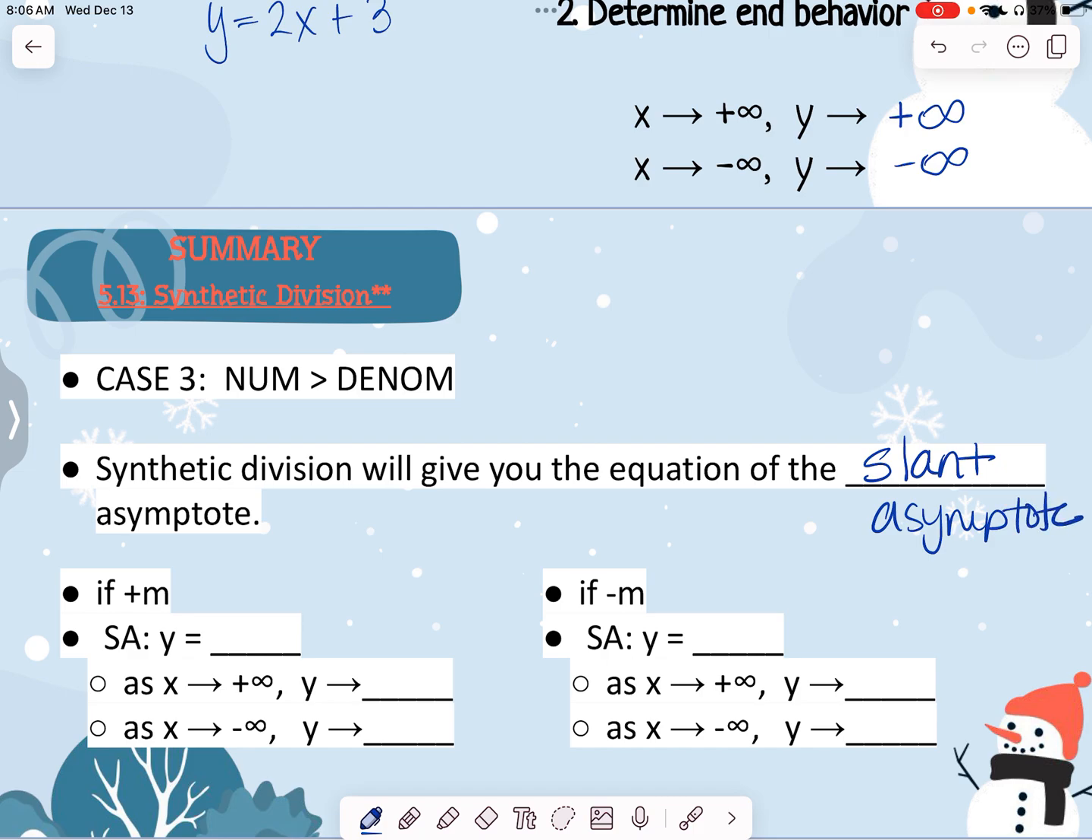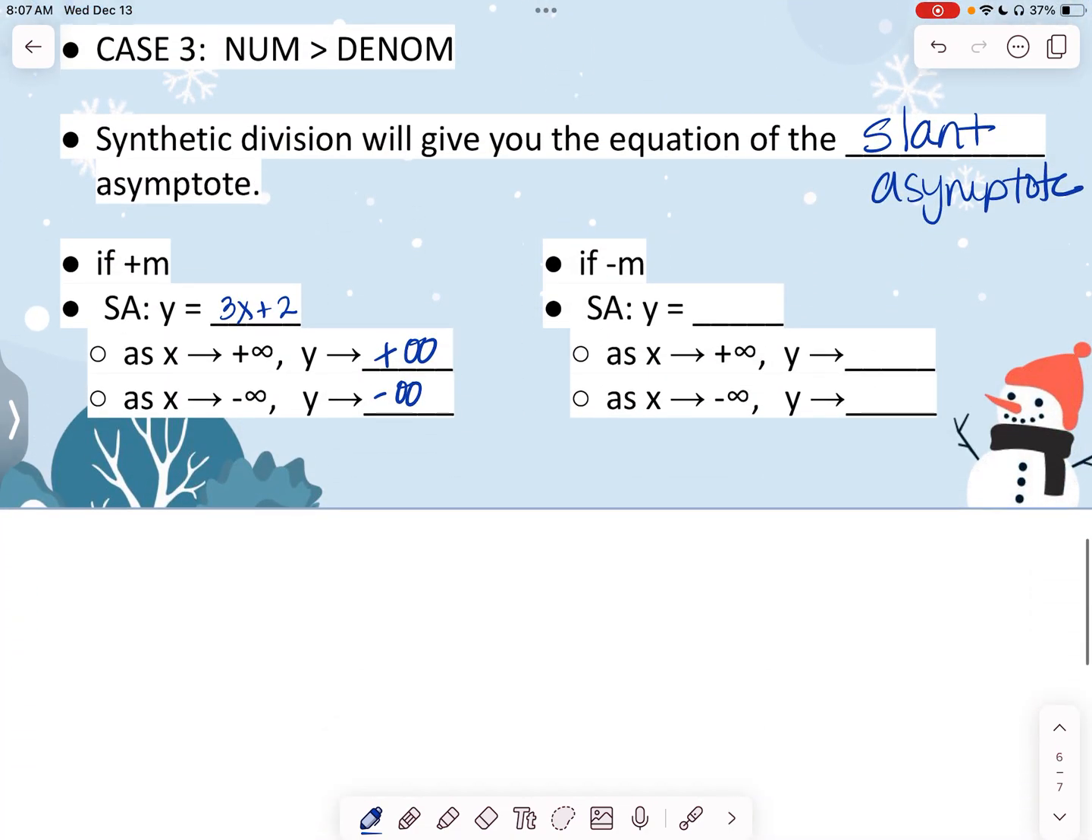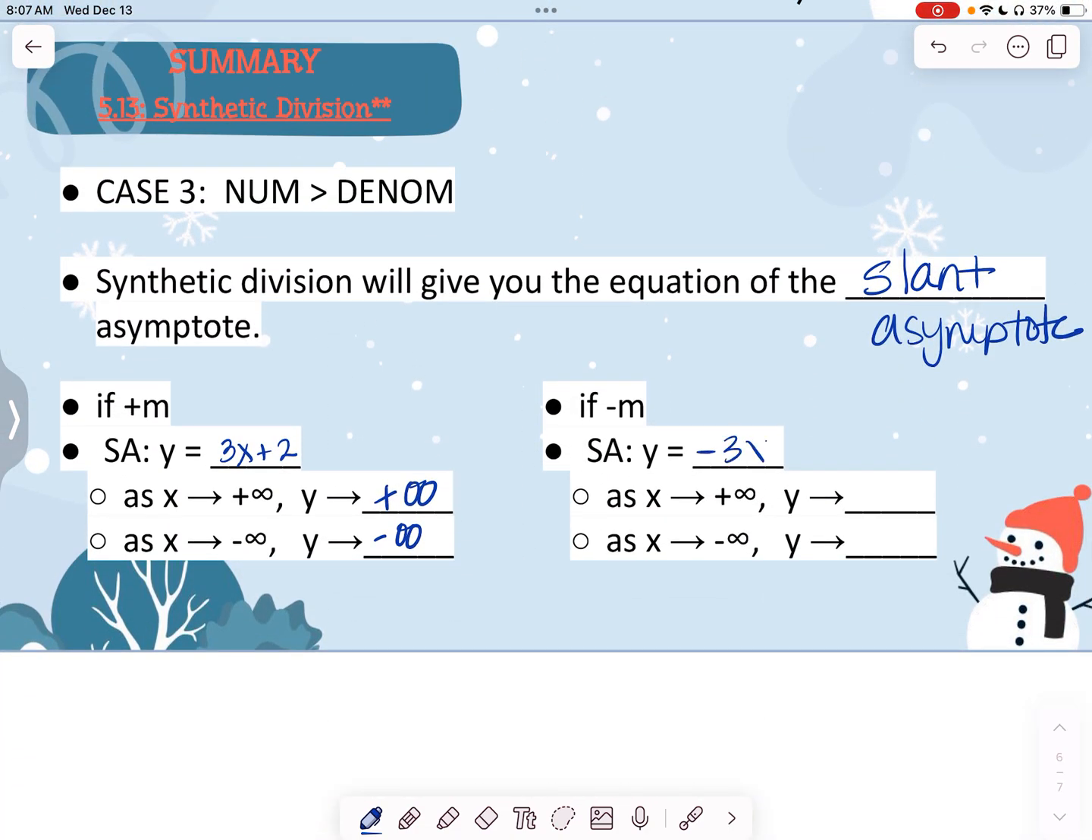I think I said I was going to put asymptote spelling on the test, right? Okay, if you have a positive m, then your y will equal something like 3x plus 2, for example. Let's just say that. Remember, I don't care about the remainder. Then I go to positive infinity and negative infinity. If you have a negative m, your slant asymptote, we had one of those. It was negative 3x minus 17. And then it goes opposite, negative infinity and positive infinity.